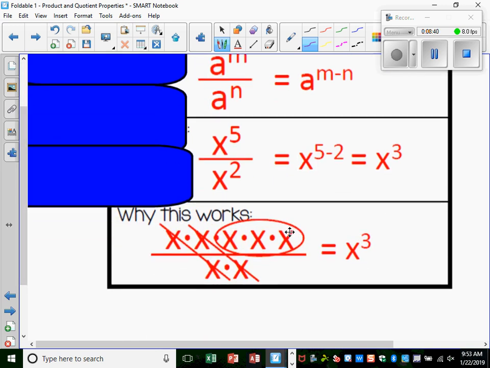Okay, because if you have 5 x's at the top, 2 x's at the bottom, when you cancel pairs out, like x over x is 1 whole, x over x is 1 whole, you're left with 3 at the top. Okay, so again, it's showing you why it works. Okay, sometimes when you can understand why it works, then you can really understand the rule, the property.